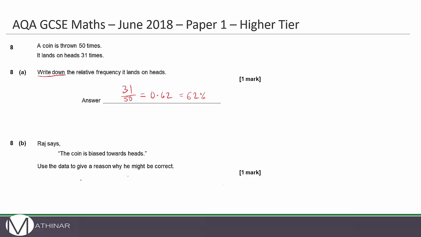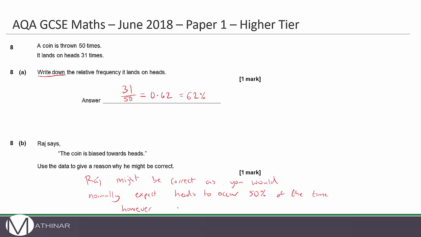So Raj is probably correct. Raj might be correct, as you would normally expect heads to occur 50% of the time. However, we got heads 62%, and that should get you the mark.